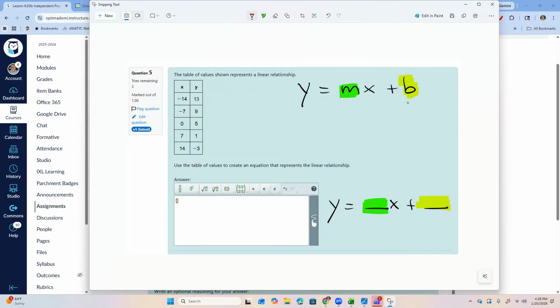I suggest find the b first. b is the y-intercept. And the y-intercept is a point on the y-axis, and the point on the y-axis looks like this: 0, comma b. So look in the table for a row that starts with 0. Look, it's right here, see? 0, 5. So that means the 5 is my b. That's what I'm going to put here.